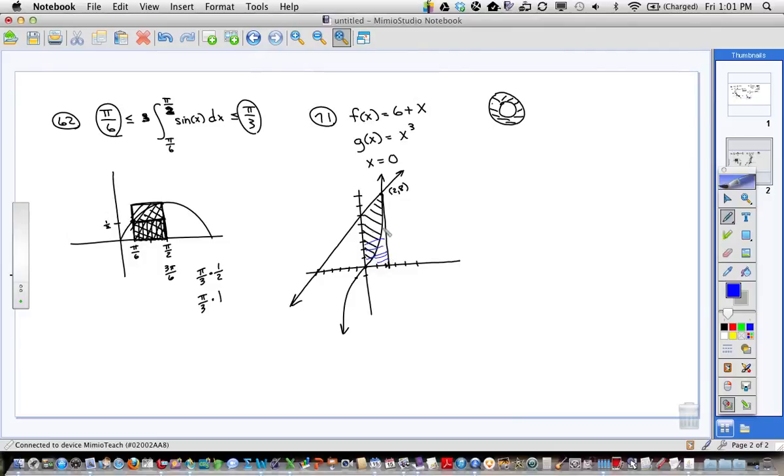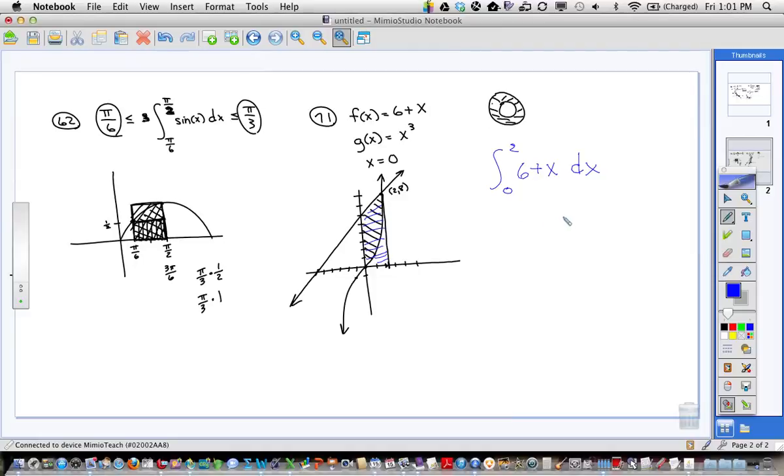This area, the blue area here, would be what integral? What integral would be the blue area? Integral of 0 to 2 of 6 plus x. Yeah. Okay, Mandy, type that in. That would be the blue area.